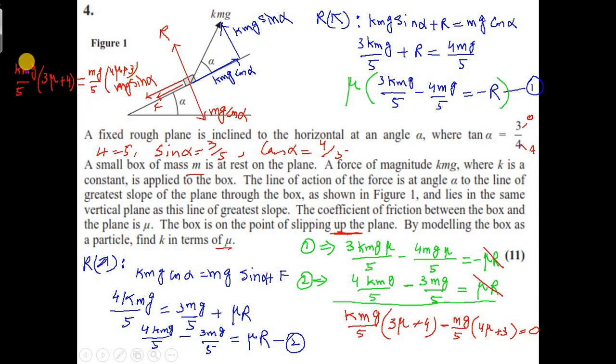So g cancels, 5 cancels, so you have k times (3 mu plus 4), and on the other side you have (4 mu plus 3), and you can figure out k from here. If you send 3 mu plus 4 to the other side, k would be equal to (4 mu plus 3) divided by (3 mu plus 4). This is the value of k in terms of mu.